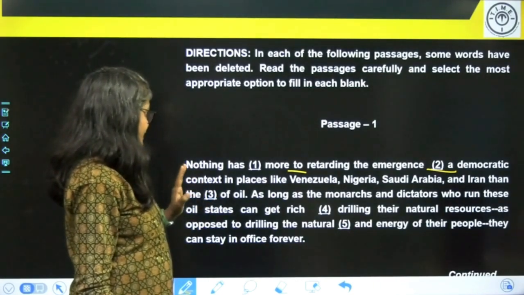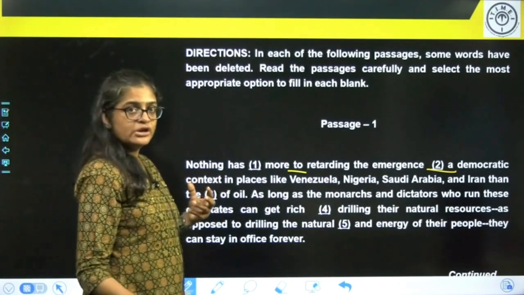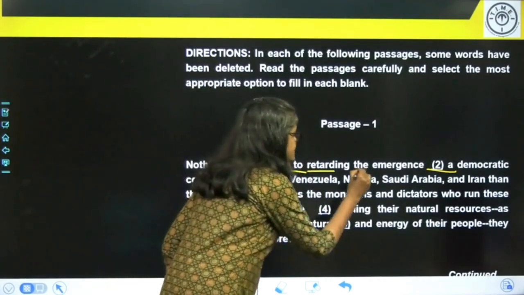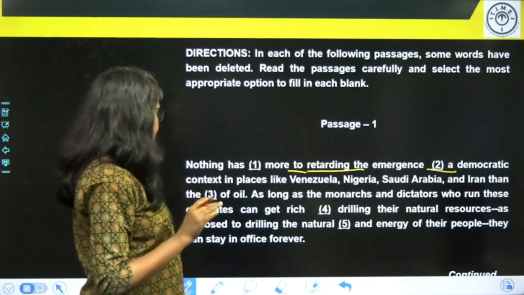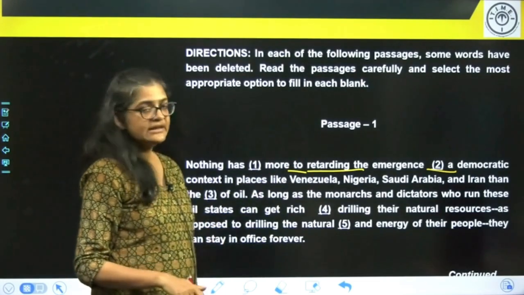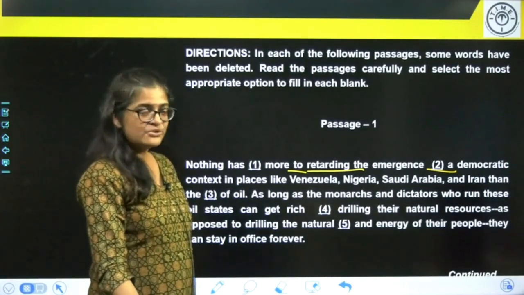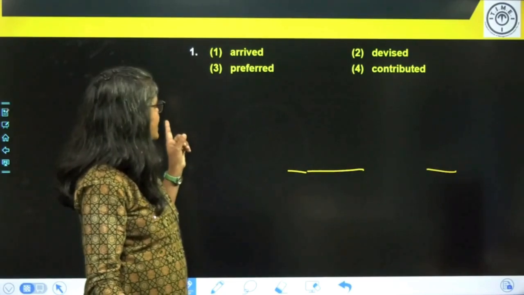Basically something related to oil or the control over oil is an important factor that retards, or impedes, or slows down the emergence of a democratic context in all these countries. This is the gist of the passage.